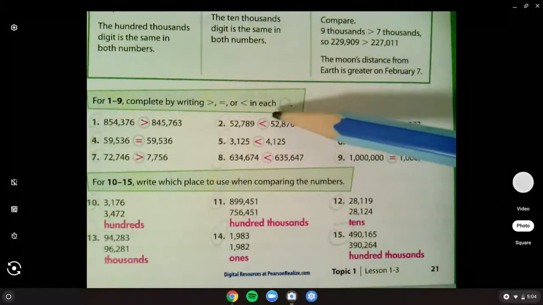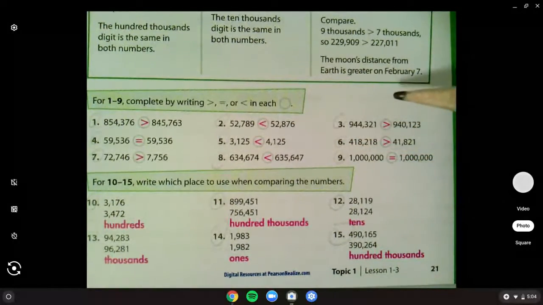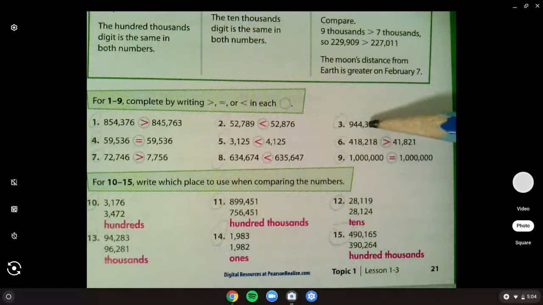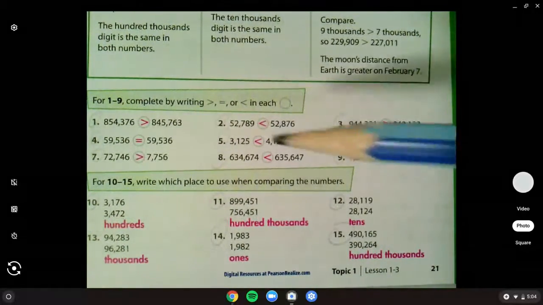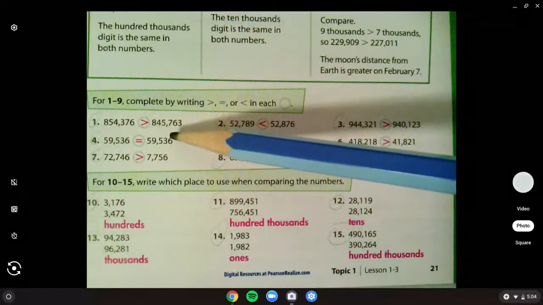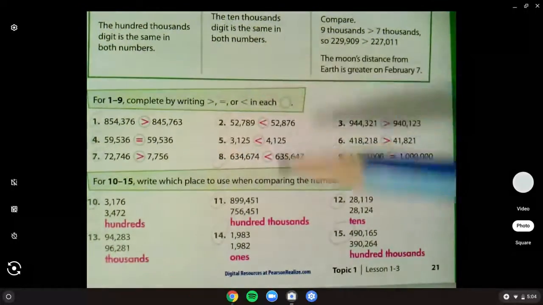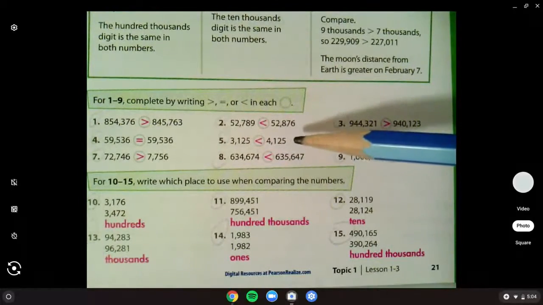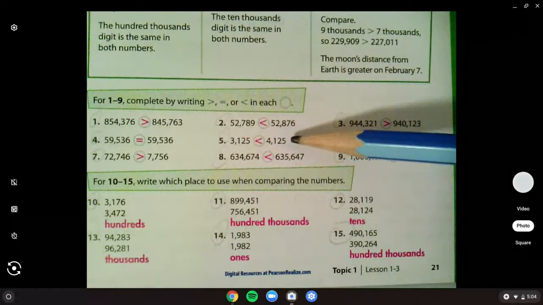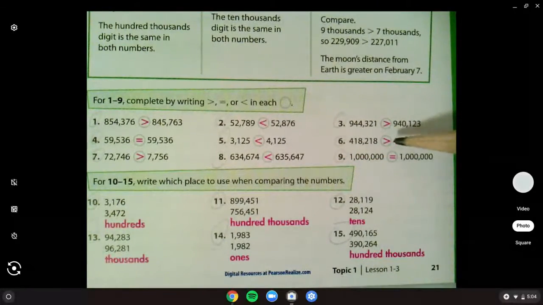Number 2, 52,789 is less than 52,876. Number 3, 944,321 is greater than 940,123. Number 4, 59,536 is equal to 59,536. Number 5, 3,125 is less than 4,125.